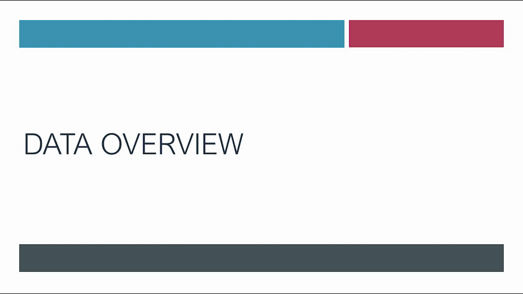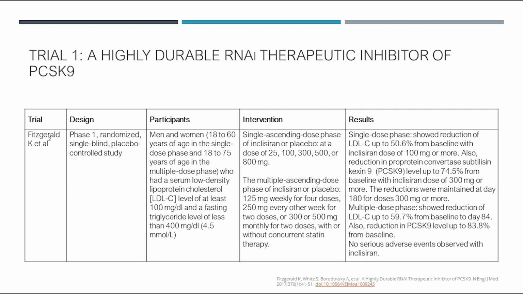So now let's take a moment to really dive deep into the data that we do have on this agent and try to figure out what patients would benefit from the use of inclisiran. What are some of the drawbacks? And what type of information do we have to support the use in patients with hyperlipidemia? We're going to look at several trials here. Trial 1 is a highly durable RNA therapeutic inhibitor of PCSK9. This was published by Fitzgerald and colleagues.